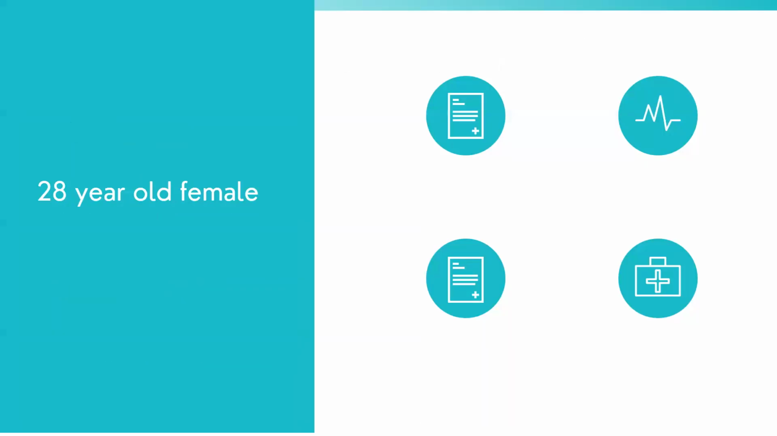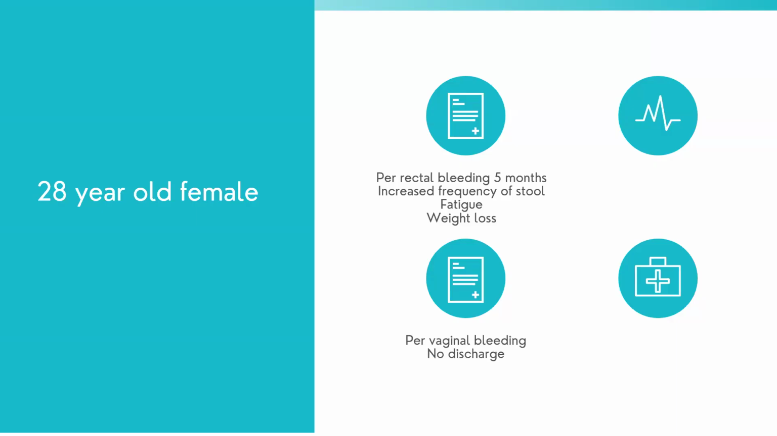So this was a 28-year-old female who presented with a history of rectal bleeding for about 5 months, with increased frequency of stool, passing up to 6 to 8 times per day. She also complained of fatigue, dizziness and a bit of palpitations. She had a history of weight loss of about 6 kgs in the same period of time. On further system inquiry, she also had vaginal bleeding with no history of any discharge.